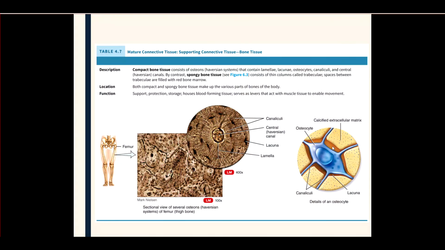So that concludes our connective tissues. Right? In this lesson we had done the blood, the lymph, cartilage, and then we finished up with an overview of bone. Right? More on that in future lessons.